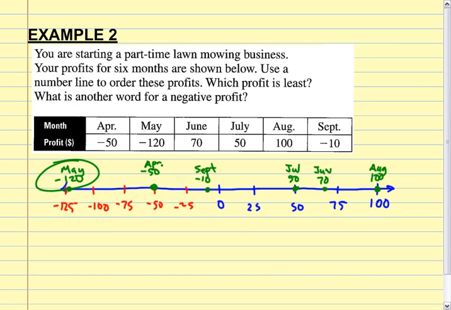Now, what is another word for a negative profit? Do you know? Derek? Take a guess. A negative number? No. A name for a negative profit. Zachary? Debt. Not debt. That's if you're borrowing, right? It's kind of the same, but it's not the opposite of profit. What's the opposite of a profit? Rowan? Negative.